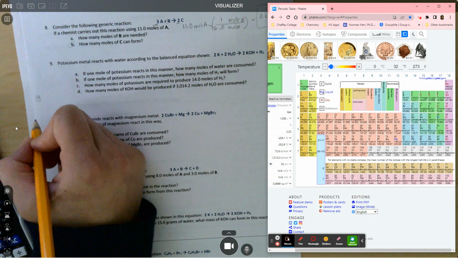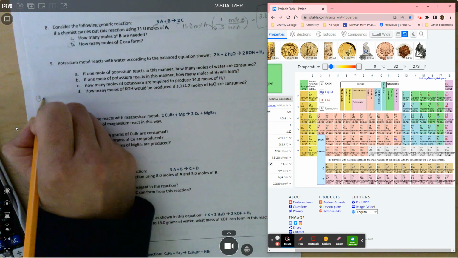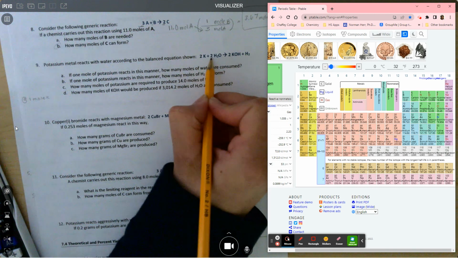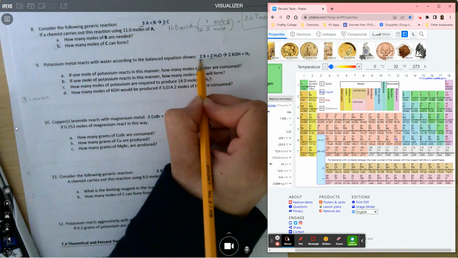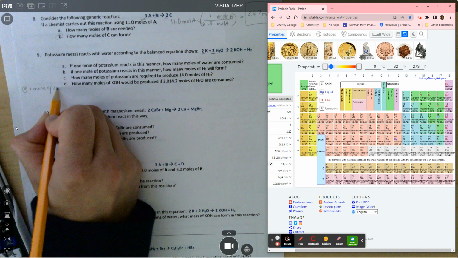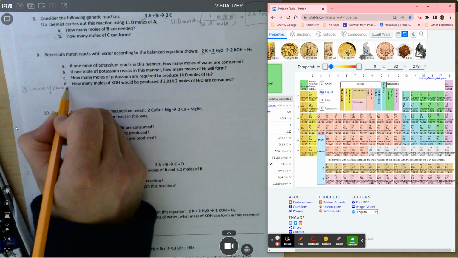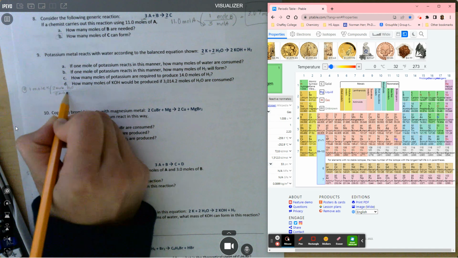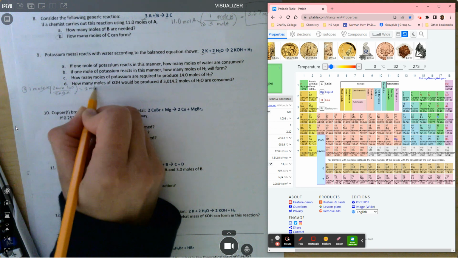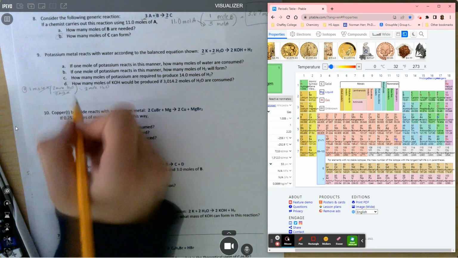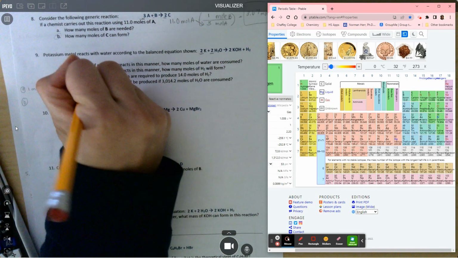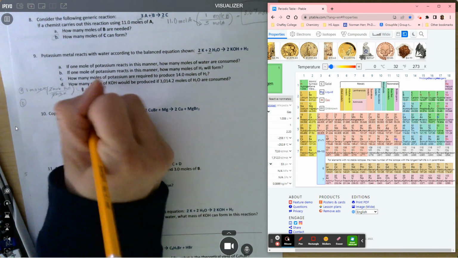So A says if you have 1 mole of potassium, that's my given, how many moles of water are consumed? Well, I'm going to use the mole-to-mole ratio, and we'll notice that you have 2 and 2 as our ratio. So you have 2 moles of water, what are we looking for, water, over 2 moles of potassium, which is basically going to cancel out moles of potassium. Oh, I don't know why I said 2 moles. The 2 and the 2 cancel out, so we get 1 mole of water.